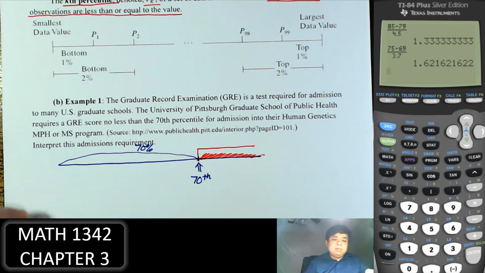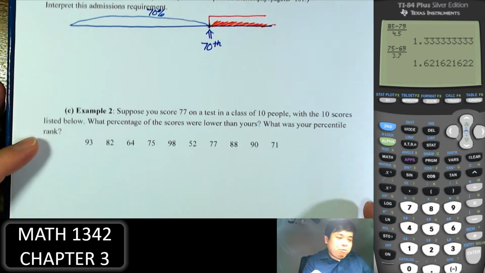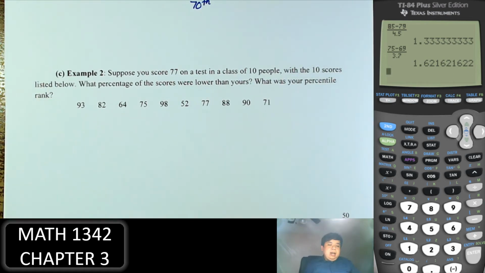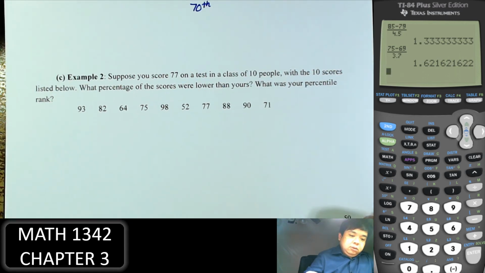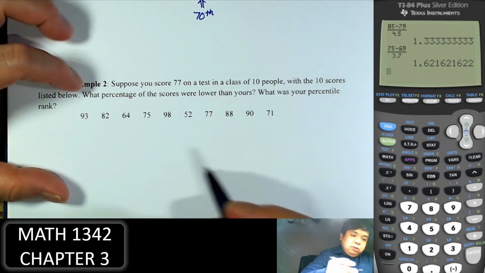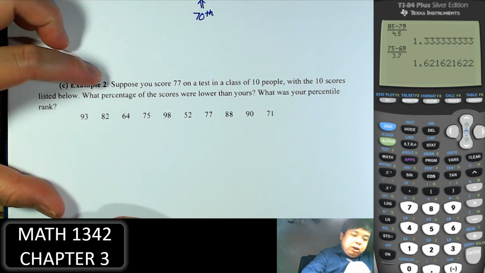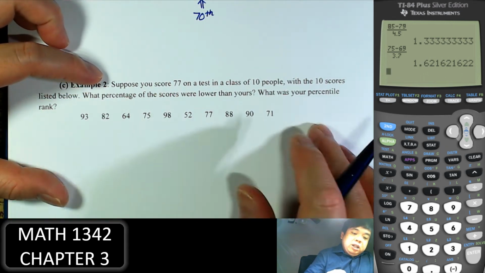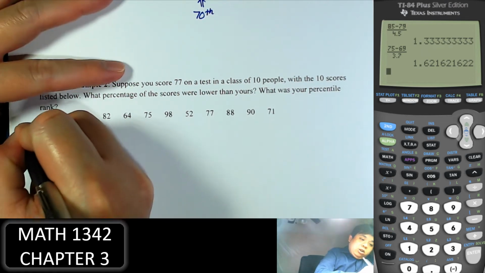Right. Let's look at something with more particular numbers. Suppose that you score 77 on a test in a class of 10 people, with the 10 scores listed below. What percentage of the scores were lower than yours? What was your percentile rank? Right. First thing, we have to put this in increasing order so we can rank them.